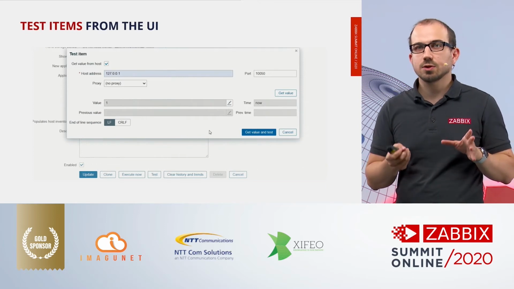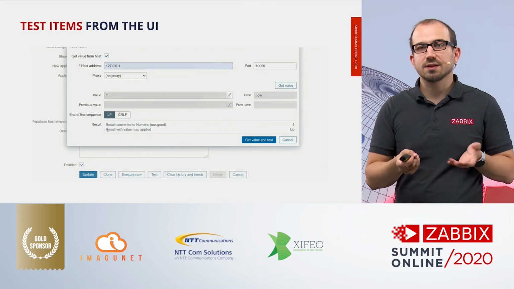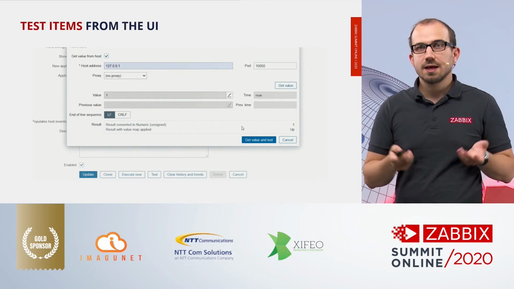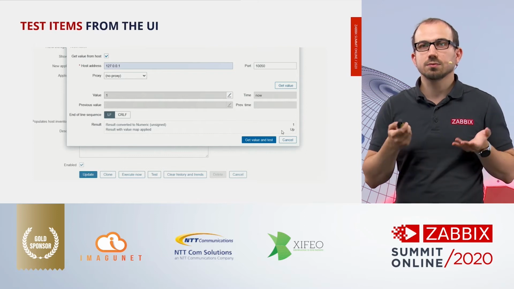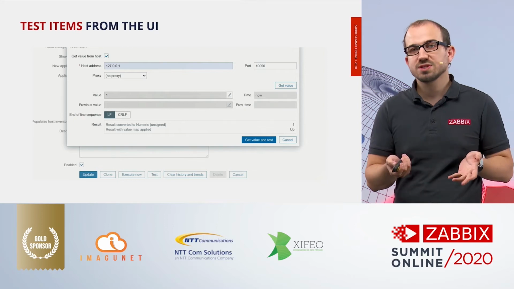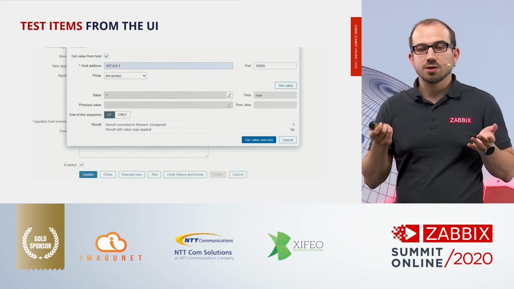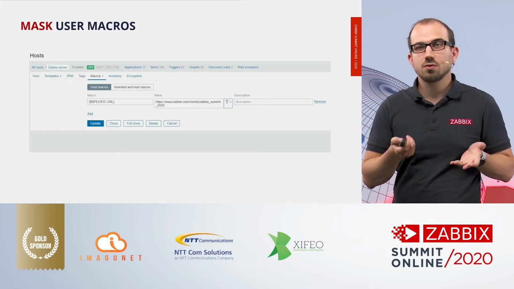But with this, you will only get the value. If you want to test the pre-processing steps, click on get value and test, and you will see the full result with all the description and what you will basically receive in the end. Simple, and of course, saving you a lot of time without actually trying to understand if something works or not.